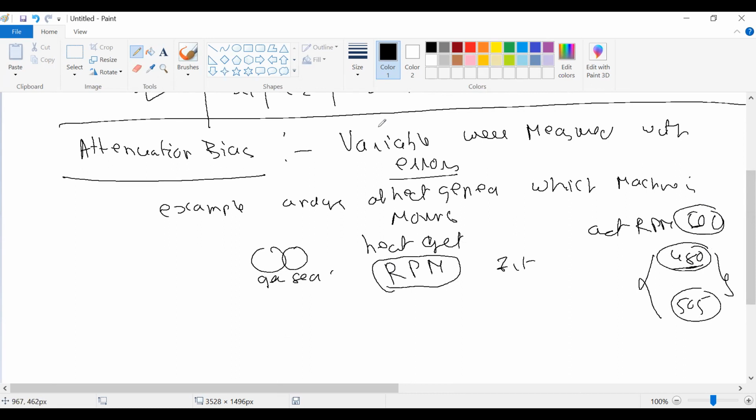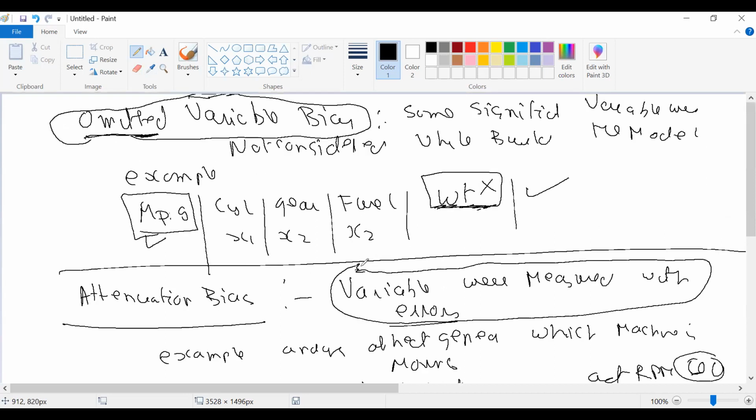So attenuation bias means when variables were measured with errors. For example, let's say you are going for a survey and people tell a slight lie, a little less or more. Again, attenuation bias will start pouring in. Is it clear? Try remembering these things. Theoretical here. So whenever you are building a model, next time please think, did we introduce some bias?